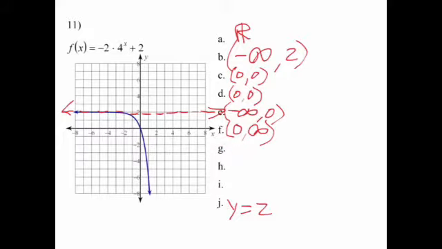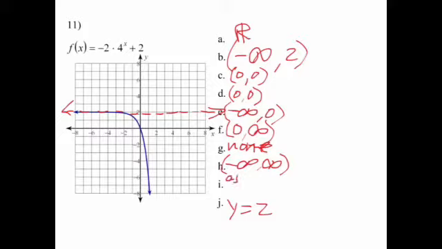G, where is it increasing? Well, look from left to right. Is it ever going up? The answer is no, and so it doesn't have an interval where it's increasing. But it does have an interval where it's decreasing, because it's decreasing everywhere. When you start at negative infinity, and you travel right forever and ever and ever, it just keeps going down and down and down. So my interval where it's decreasing is from negative infinity to infinity.